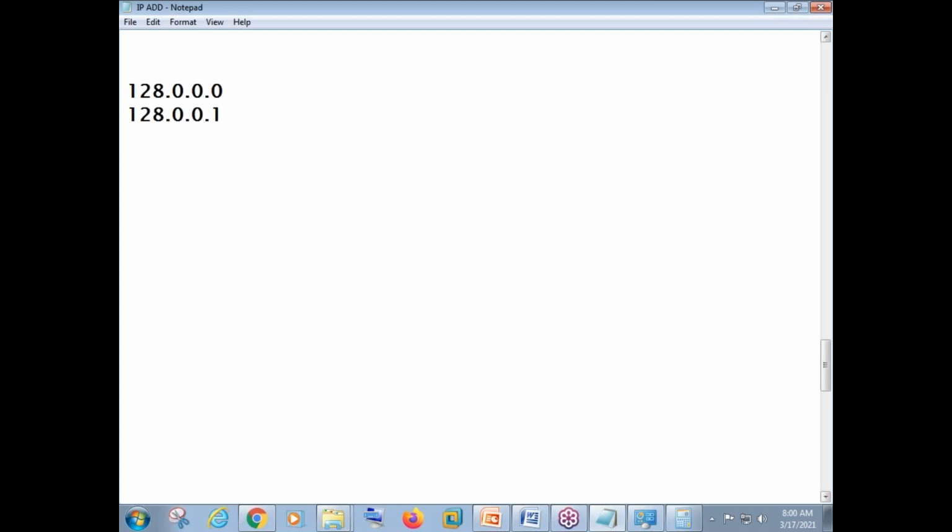128.0.0.1. Then 128.0.0.2. So it will go up to 128.0.0.255. Can we get 256 in the fourth octet? The answer is no. So now what can we do? 128.0.1.0. We can change the third octet.